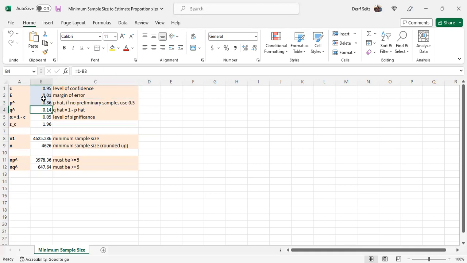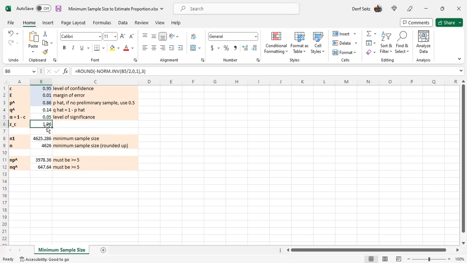Q hat, everything else now is automatically calculated. Q hat is the complement of P hat. Remember, the P hat is the sample proportion. Level of significance, the complement of the level of confidence.